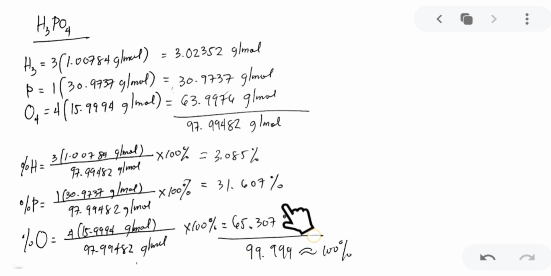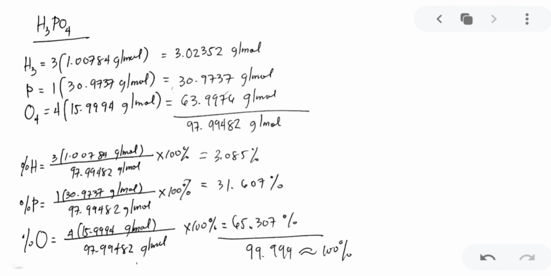Then add that up, and that will be 99.999 or 100%. So if you are asked what is the percentage of hydrogen in phosphoric acid, the answer is 3.085%. If you are asked what is the percentage of phosphorus in the phosphoric acid, that will be 31.607%. For oxygen, the percentage is 65.307%. If you're asked what element has the highest percentage of distribution in this compound, that is oxygen with 65.307%, while the smallest one is hydrogen.